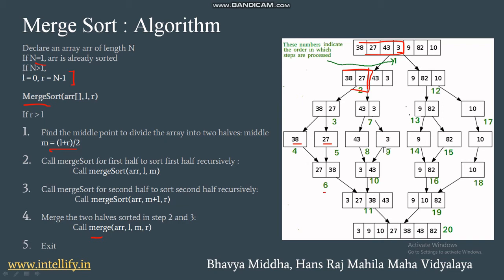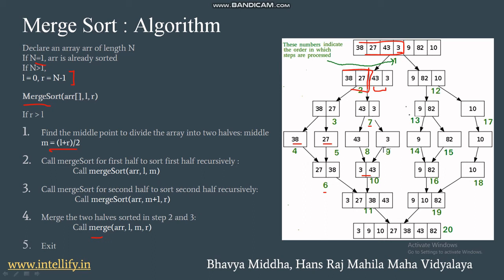Then from step 6, we get back to step 7, that deals with the second part of the array that was obtained in step 2. So 43 and 3 are again split in steps 8 and 9 as solo elements, and then they are sorted. 3 is placed in front of 43. Why? Because 3 is less than 43.